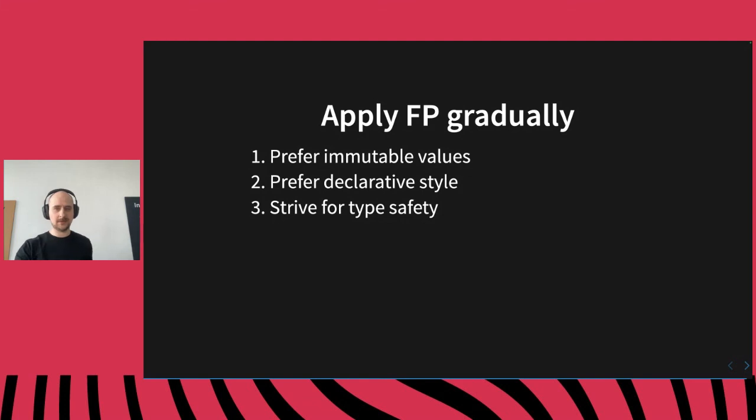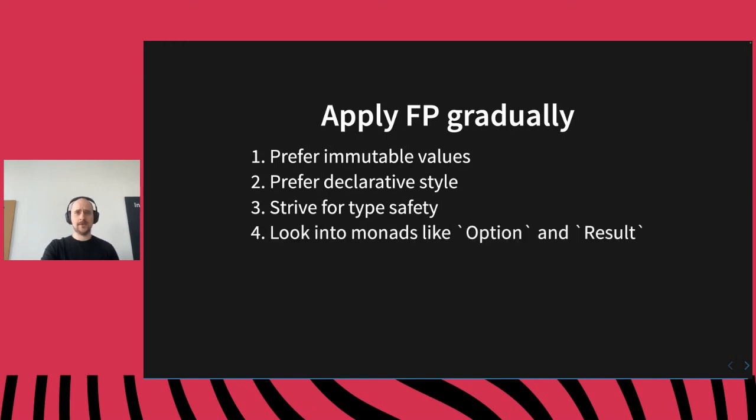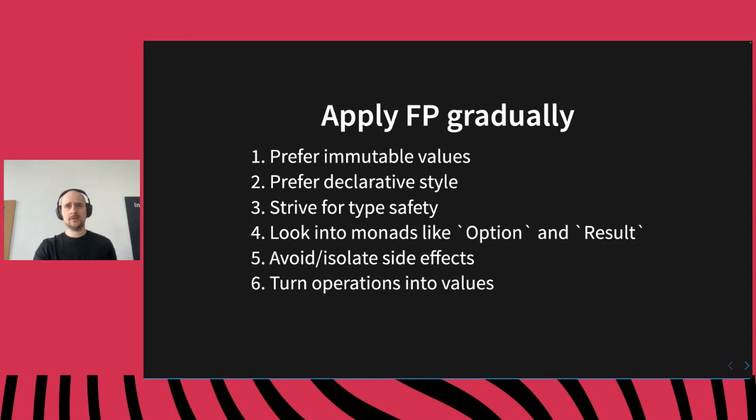And type safety helps you with this. And it's also a thing that we take care about in functional programming. Then you might look into monads like option and result to use type safe stuff instead of nullable and exceptions. You can try to avoid and isolate side effects, and it will help making your code easier.